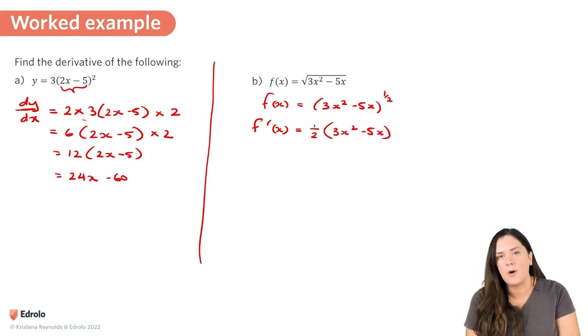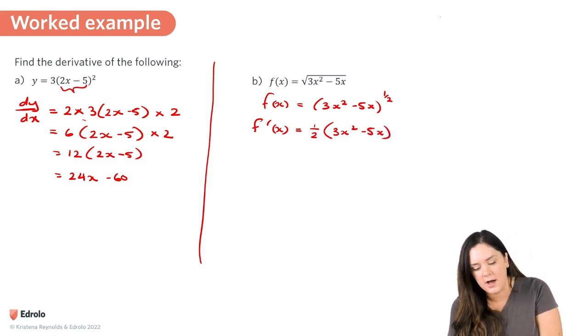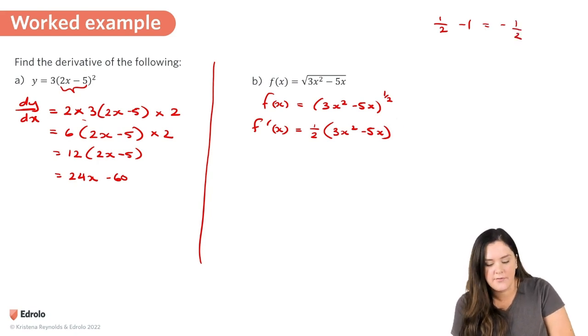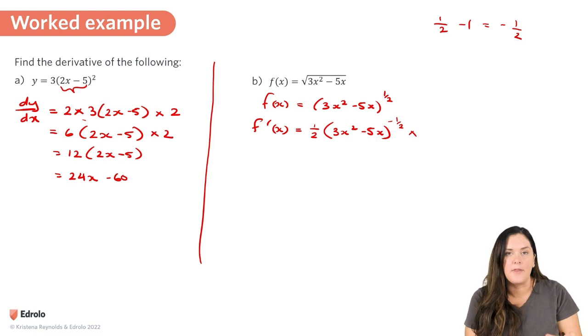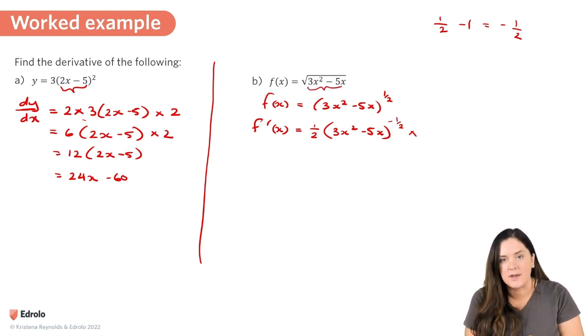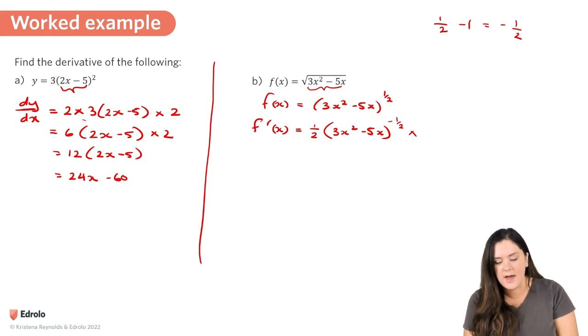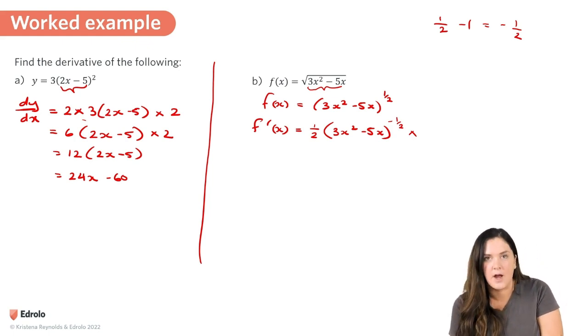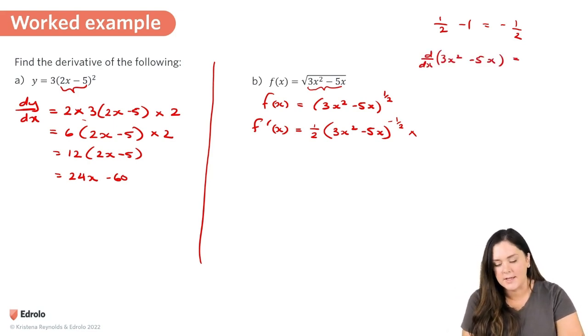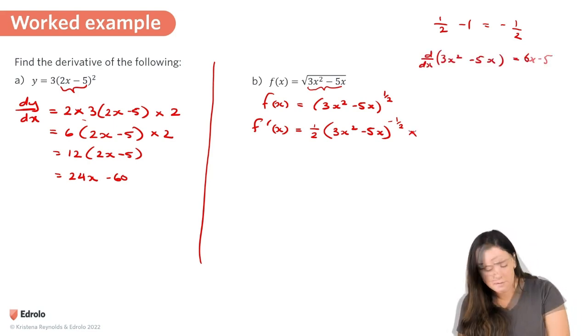And now we need to take away 1 from the power here. So we've got a half, taking away 1. So we end up getting a negative half. And lastly, we need to multiply by the derivative of the inside here. So we're looking at 3x squared take away 5x. So the derivative of that, I'm just going to write this over the right-hand side so you can keep track. So when we differentiate that, we end up getting 6x take away 5. So now we're going to multiply by that. So I've got multiplied by 6x take away 5.